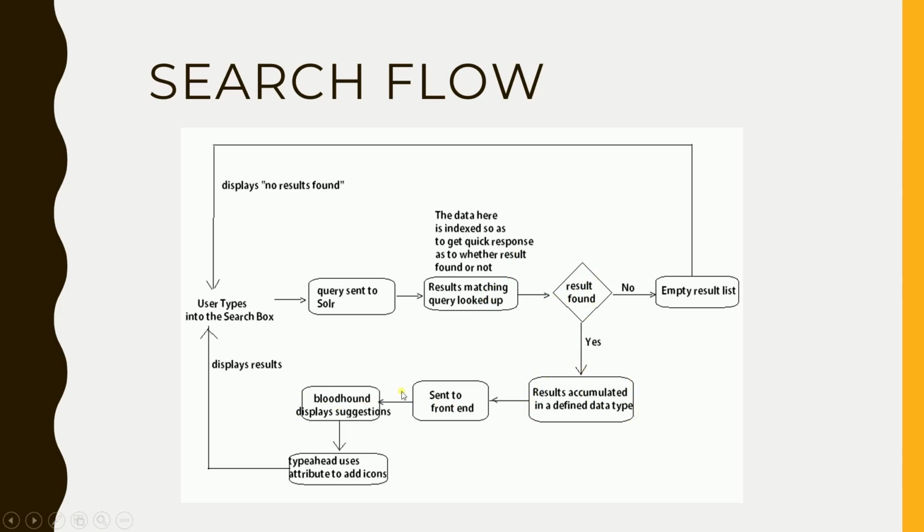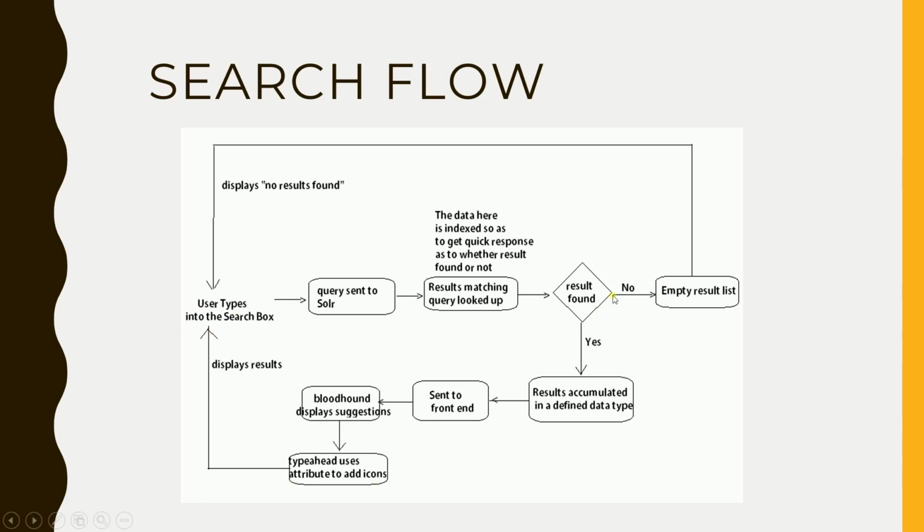The bloodhounds are the suggestion engines which are used by the search at Holidify. The bloodhound will send the result to the type ahead, which then adds icons using the attributes of type that is included in the search format. After rendering, the results are displayed to the user below the search box.